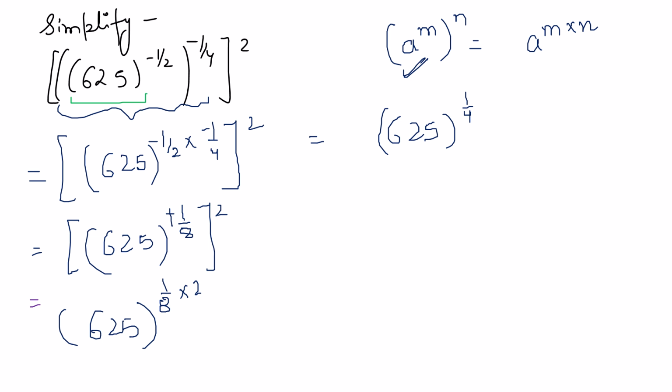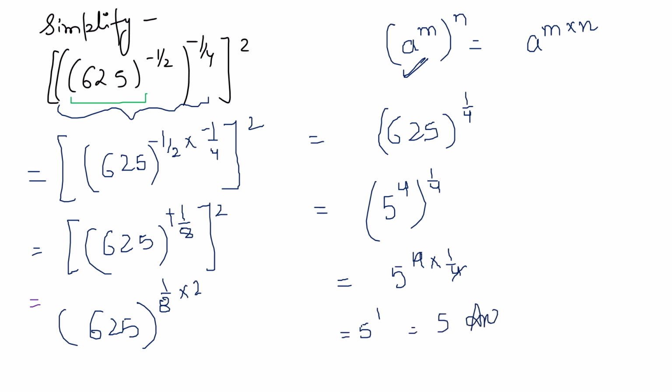Right? Now you know that 5 into 5 into 5 into 5 is nothing but 625. That is 5 to the power 4. You can write 625 as 5 to the power 4, to the power 1 by 4. Right? Which is equal to 5 to the power 4 into 1 over 4. So you get 5 to the power 1. Right? So 5 to the power 1 is nothing but 5, which is the answer of your question.